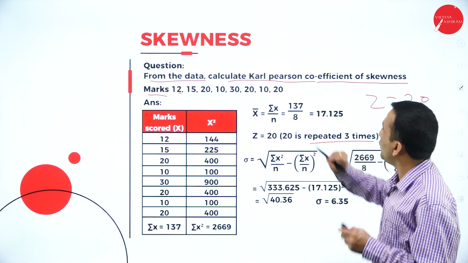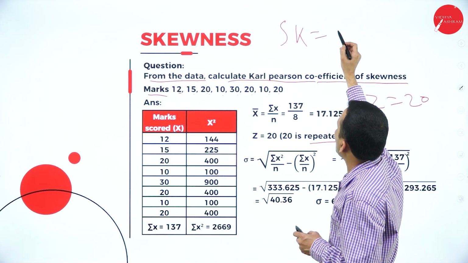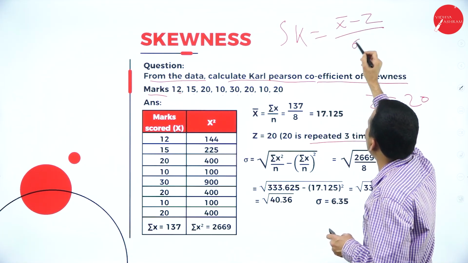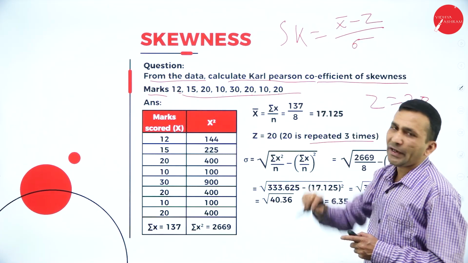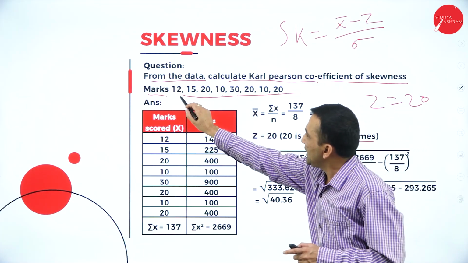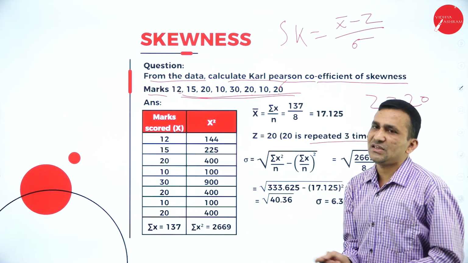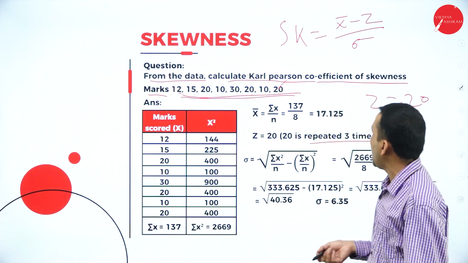Now which formula is required? The coefficient of skewness is equal to x bar minus mode divided by standard deviation. Using this set of data we can find x bar. Using this set of data we can identify the mode. 20 is repeated 3 times, in case of discrete ungrouped data.